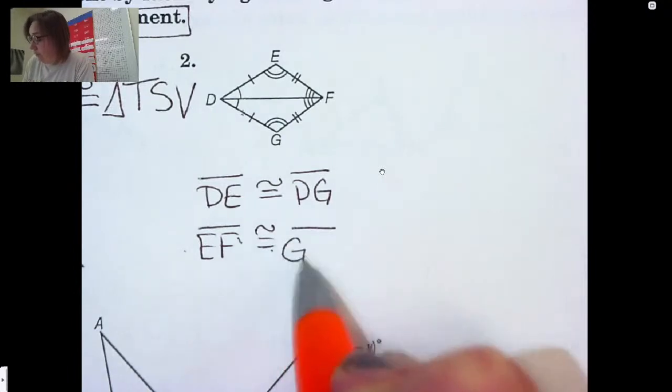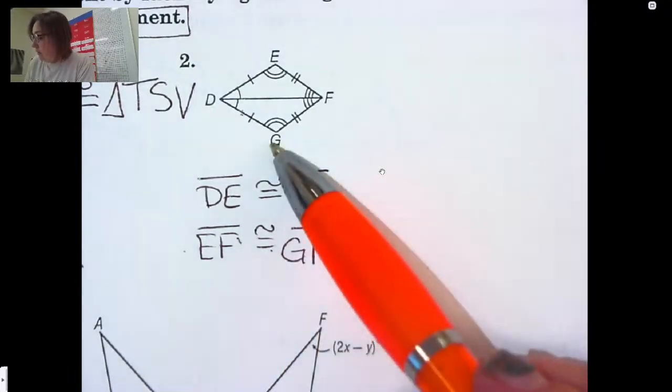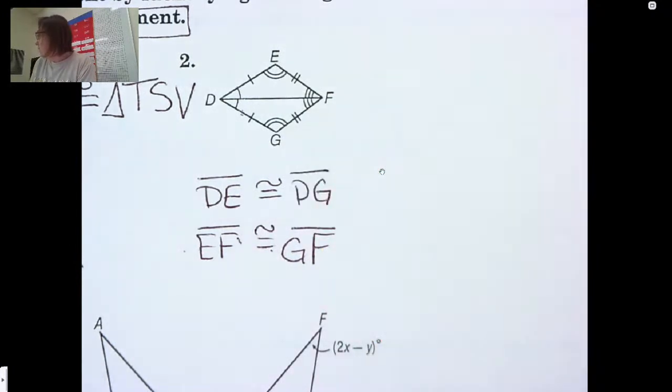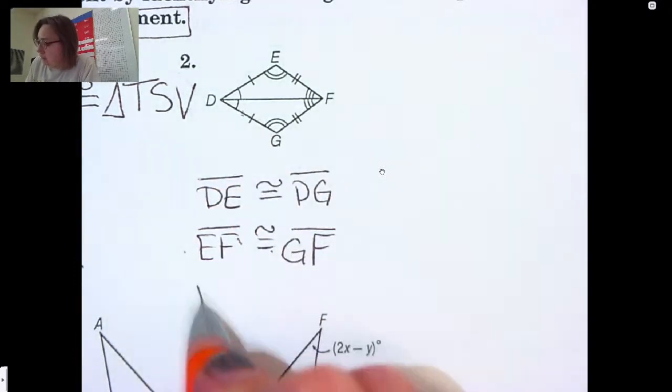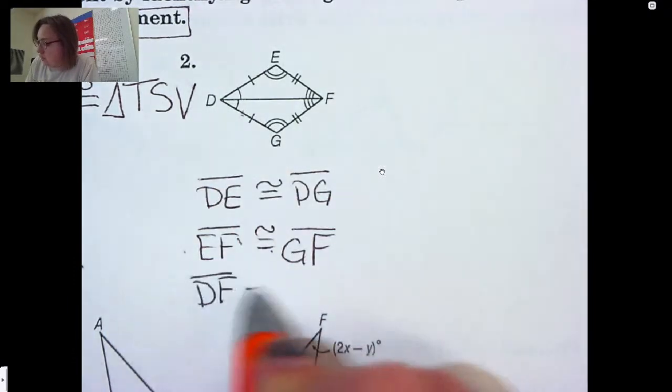You would do GF. Why would you do the G first? It's congruent to the E. Y'all see how that works? Okay. What's the other one? Because triangles have 3 sides. DF. And then what's it congruent to?